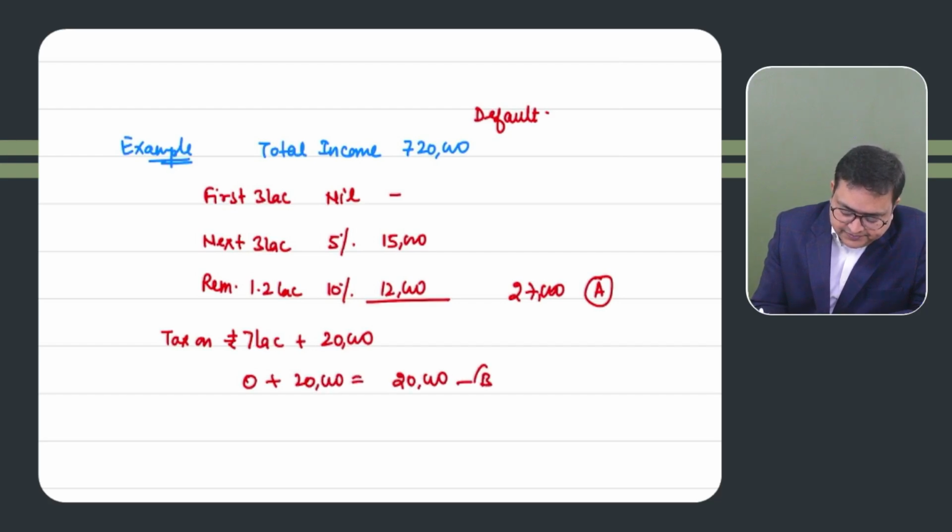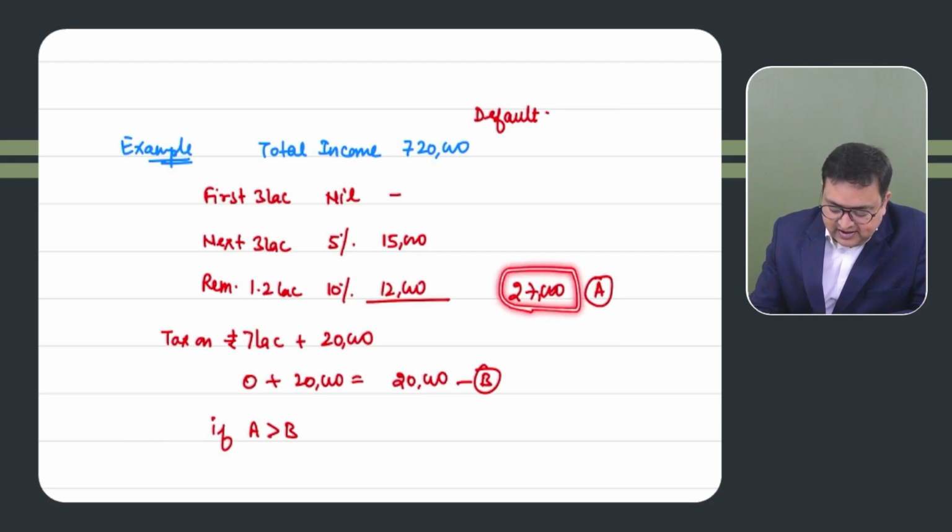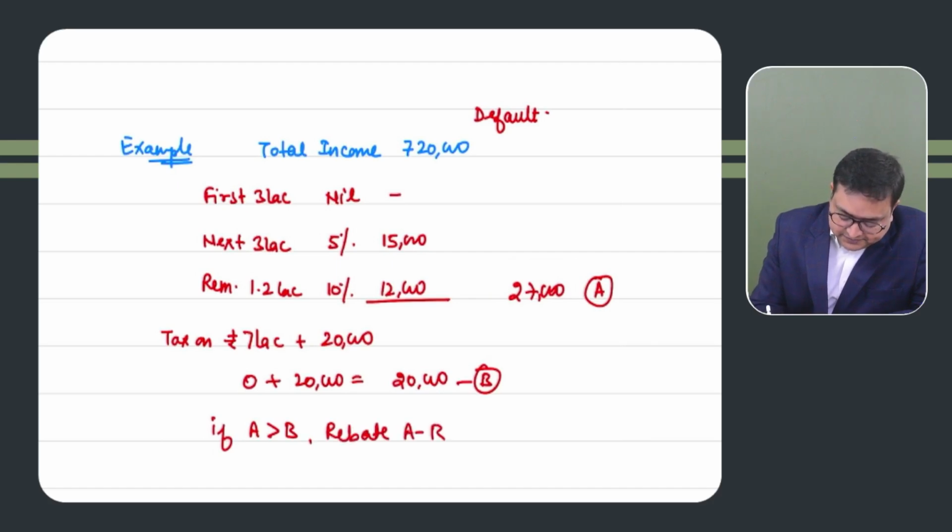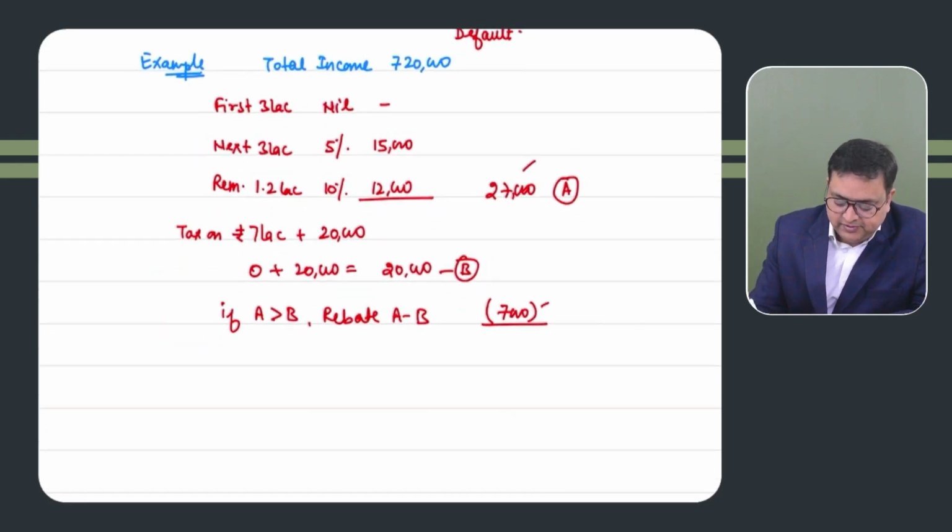Call it B, right? And if A is greater than B, so tell me whether A is greater than B. The answer is yes. A is 27,000, B is 20,000. If A is greater than B, then rebate would be A minus B, right? So how much would be the rebate? 7,000 would be the rebate. So 27,000 was the tax, 7,000 would be the rebate. So my tax would be 20,000. Now you can apply your 4% health and education cess. It would be 800.